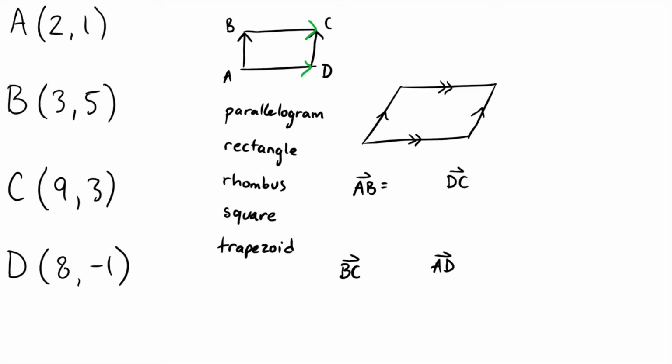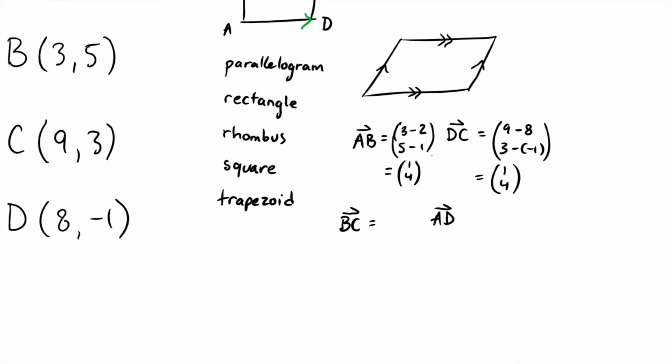So if I determine the components of these vectors, I should then be able to compare them to get a sense of what kind of shape this is. So I'll find the components of vector AB. That's going to be 3 minus 2 and 5 minus 1. So I get my components as 1, 4. And then for DC, I'll do the same thing. So I'll have 9 minus 8 and 3 minus negative 1, which gets me 1, 4 as well.